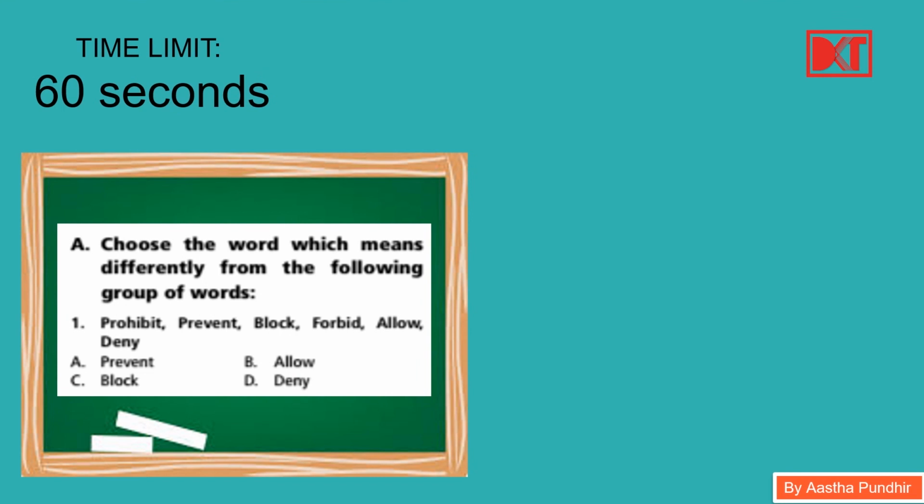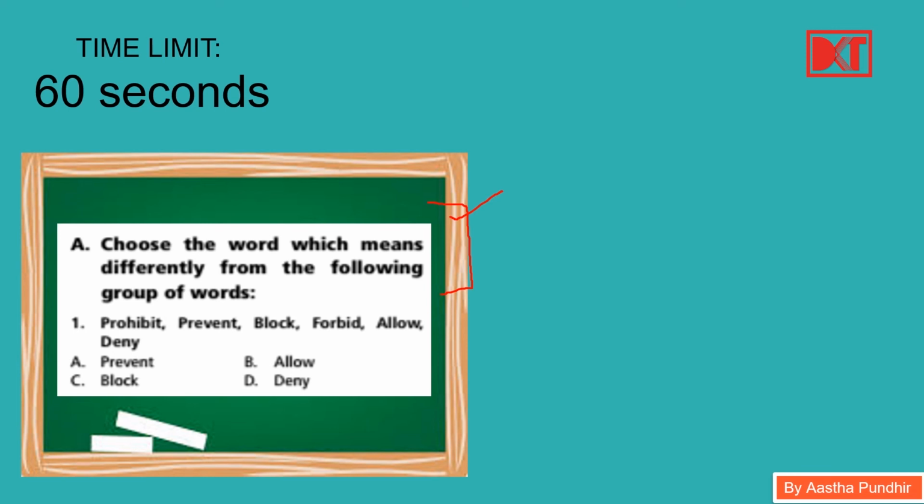Alright, so this is our next category, which is analogies. Now here what we have to do is choose the word which means differently from the following group of words. Now as I told you, this category of questions, what will happen? We are given a group of words here and we have to see which one is sort of like an odd one out.